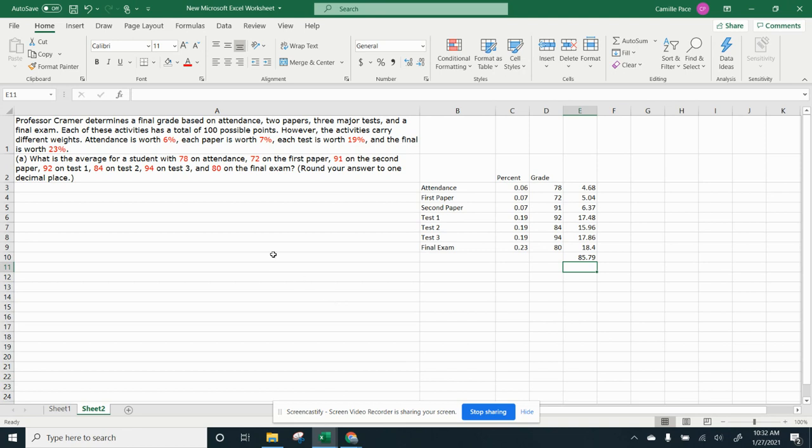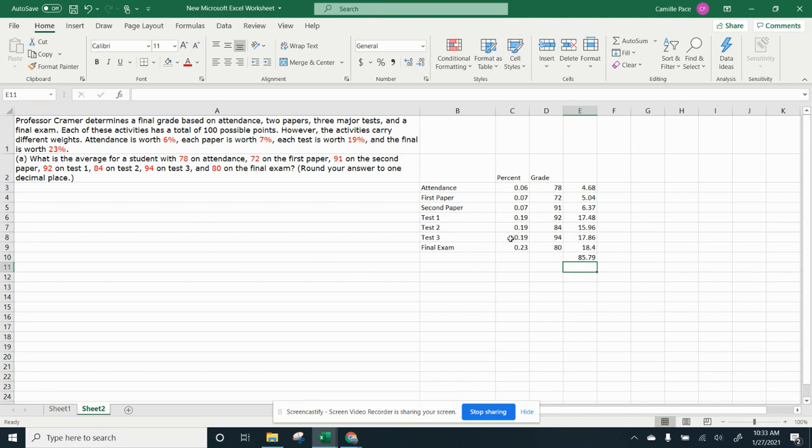So this question is talking about a final grade that is based on percentages. And we even do that with eCore. If you go look at the syllabus, you're going to see that each of your grades, like your homework, your quizzes, your midterm, and your final are different percentages. So what I did is every value in red is the percentage. I made my categories. I had attendance, there were 2 papers, there were 3 tests, and there was a final exam worth 23%.